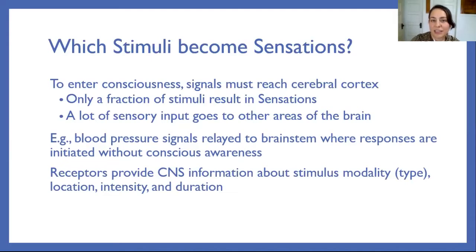Now, the receptors are going to bring information to the CNS about the type of stimulus that's coming in, its location on the body, how intense it is, and the duration. So we can get all of this different information from sensors that basically can just be activated or inactivated, on or off. But we can tell based on how many of them are activated, what part of the body they're activated in, and how long they're activated for, and we can learn a lot about it.